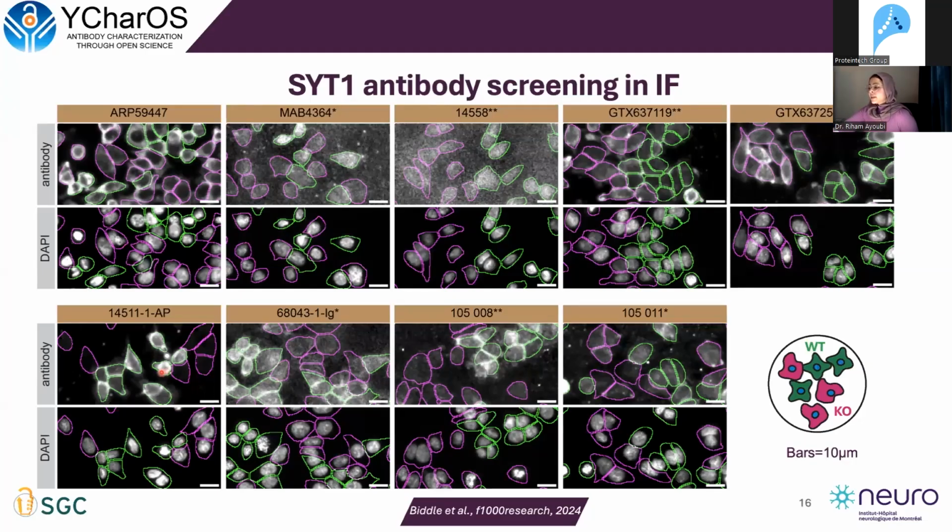This antibody, for example, recognizes synaptotagmin only in the wild-type cells. This signal disappears in the knockout, confirming the specificity of the antibody towards synaptotagmin 1. And of course, any signal that remains in the knockout then does not represent synaptotagmin 1.